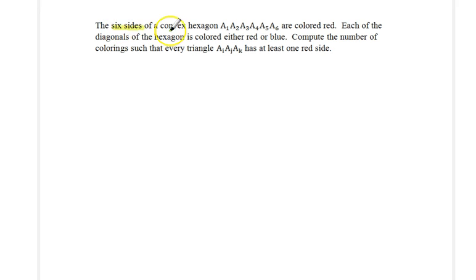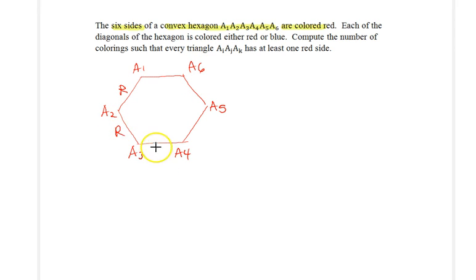The 6 sides of a convex hexagon are colored red. So let's go ahead and just draw a convex hexagon. Something like that, I guess. It's not necessarily regular, obviously, and our vertices are A1, A2, A3, A4, A5, and A6, and those sides are already colored red. So that's good. So let's continue.